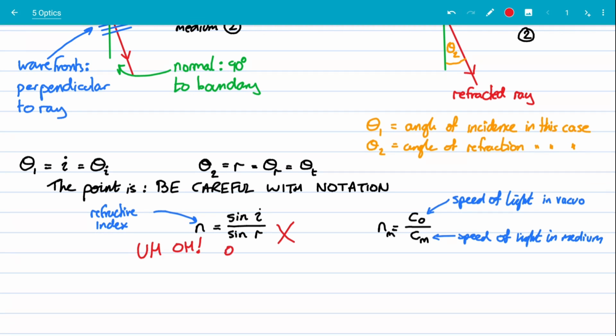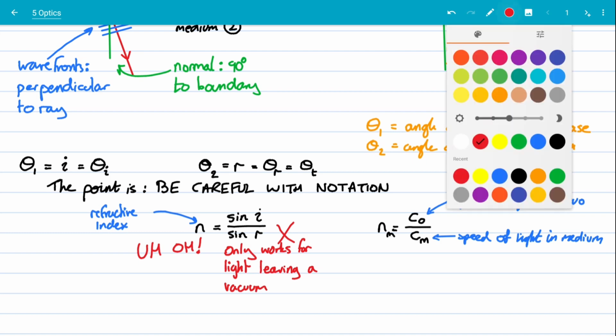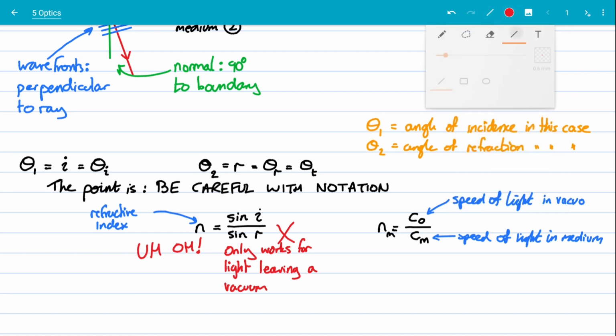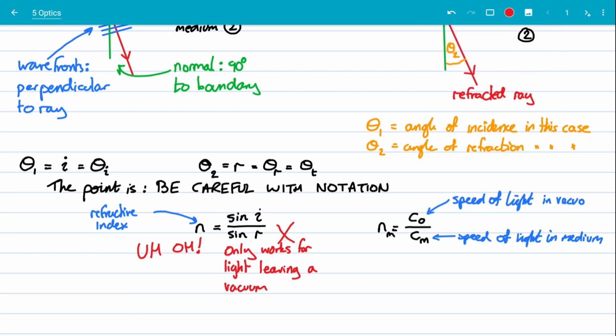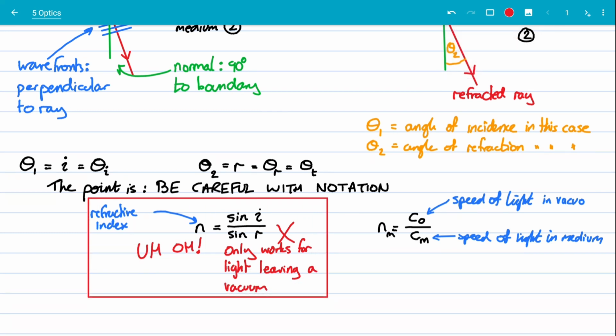It only works for light traveling into a medium by leaving a vacuum. Now, we could actually say that air has a very similar refractive index to a vacuum, so you can get away with saying vacuum or air, I suppose. But that there is important.